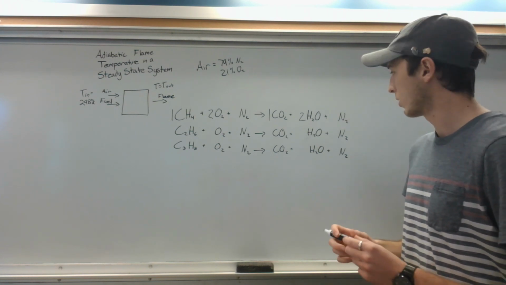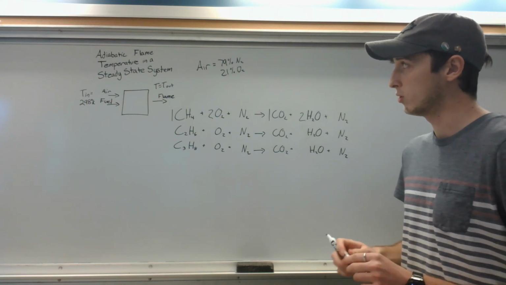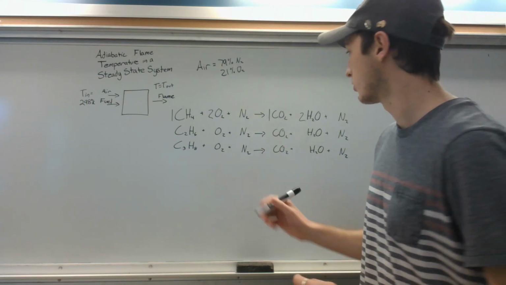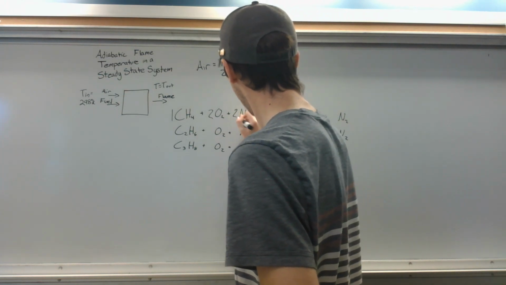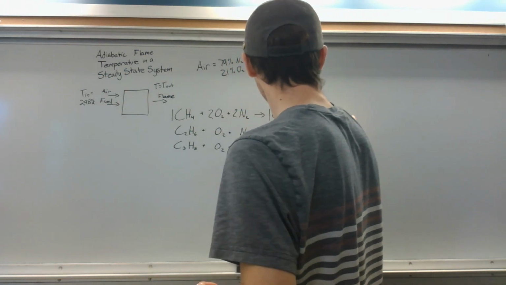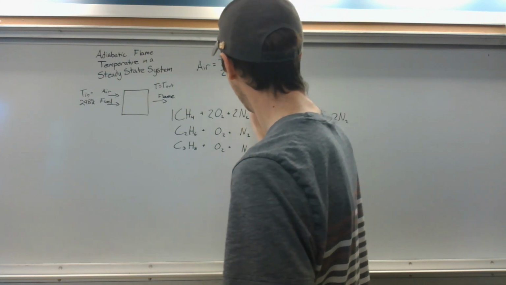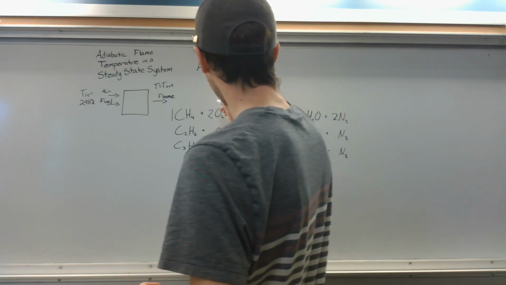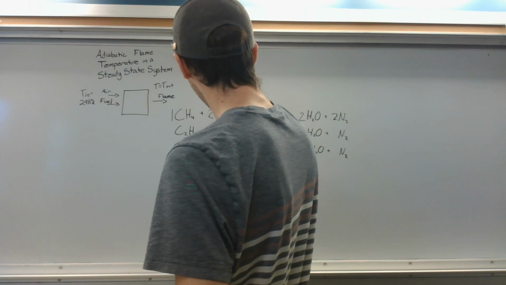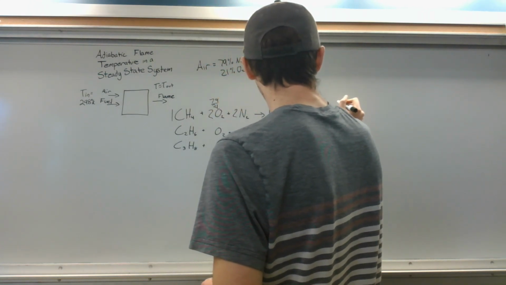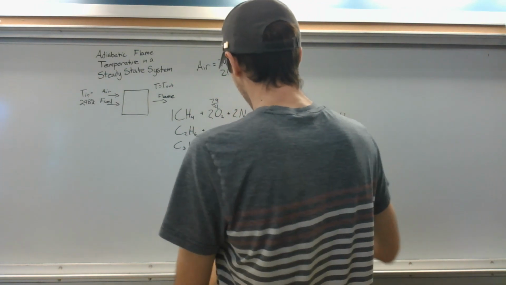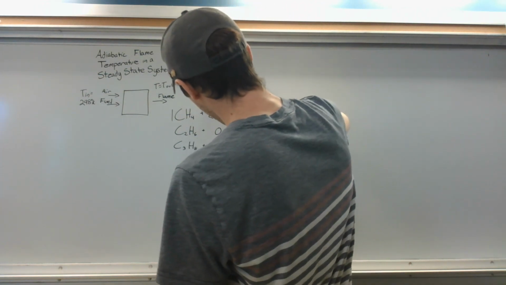In order to account for nitrogen, we're going to multiply by this ratio. So we're going to have 2 on each of these, and then we're just going to multiply by 79 over 21. And then same on this side. Well, I wrote that over oxygen. That was meant for nitrogen.